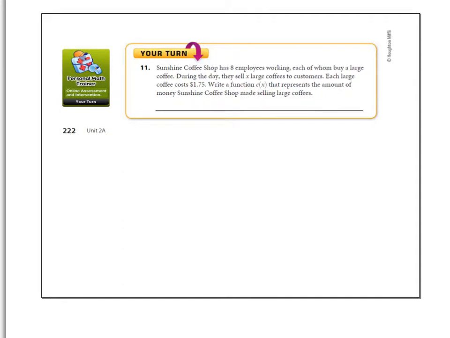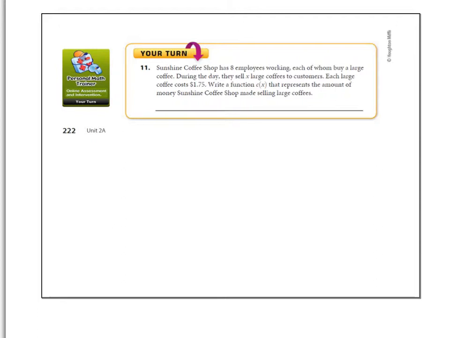Now we have another problem to try together, and then there's a couple more that you're also going to be trying to write here. So we have Sunshine Coffee Shop, who has 8 employees working, and while they're working, they each buy a large coffee. It's not provided for them, they do have to buy it. And then they also sell X large coffees to customers, and each coffee costs $1.75. So our goal is to write a function, C of X, to represent the amount of money the coffee shop makes selling these large coffees.